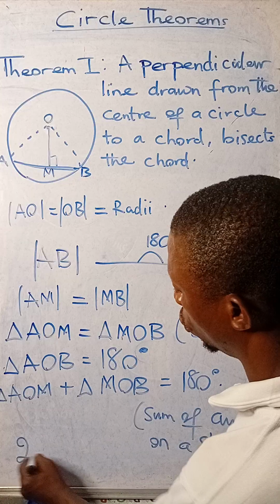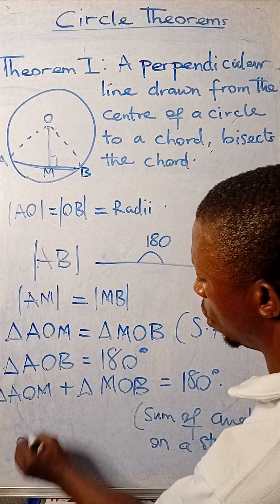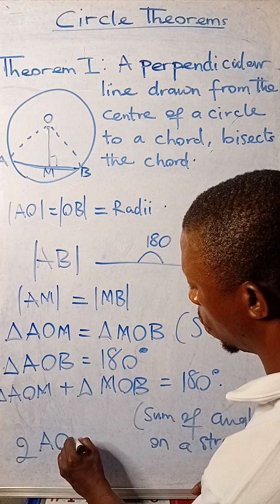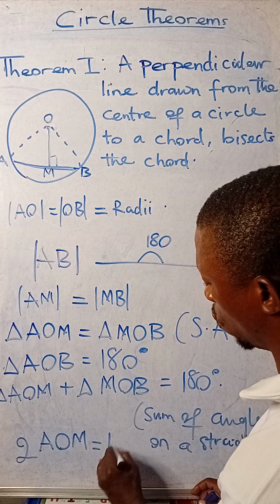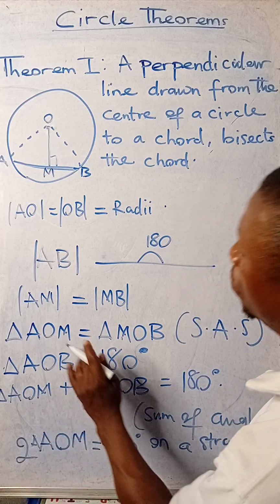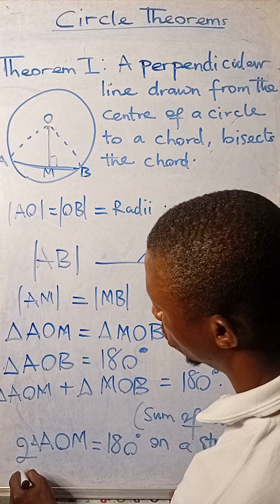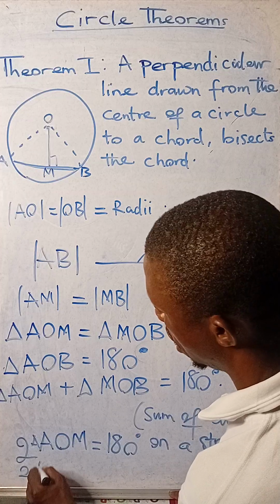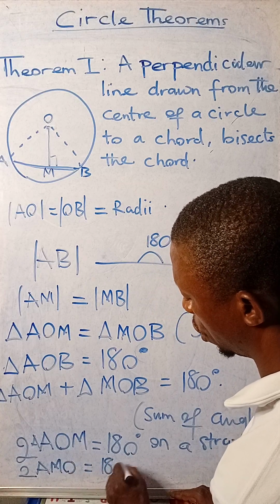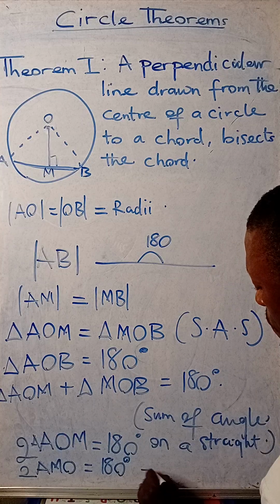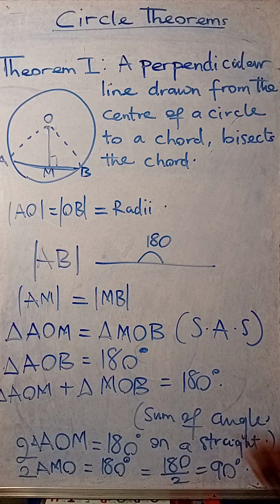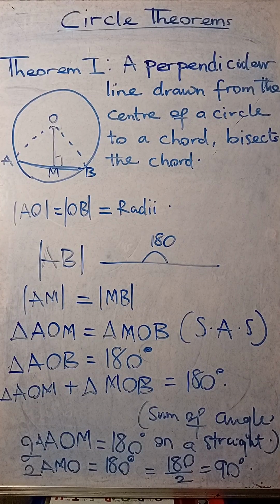It means that if these two are equal, we have 2 AOM equals 180 degrees. So we can change this to be at the middle, that is 2 AMO equals 180 degrees. So we have 180 degrees divided by 2. This gives us 90 degrees. That makes it what? Perpendicular, which is a right angle.